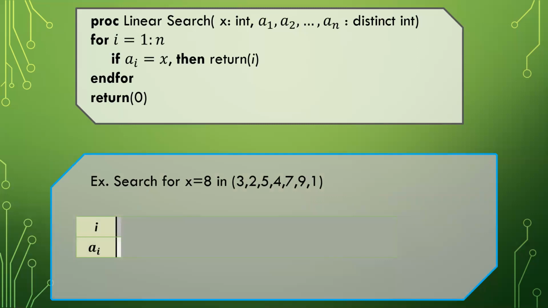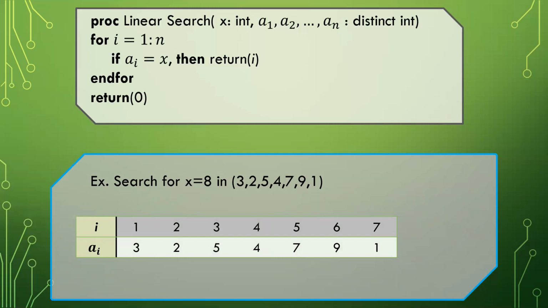Let's do the same thing. We have the same list. We're going to run the same algorithm, but now I'm looking for 8. Only here, it runs all the way through and does not find an 8. It exits the for loop and returns a 0 because the 8 is not found.